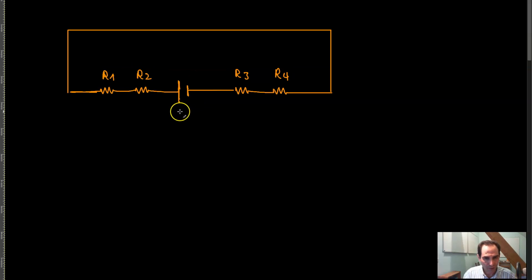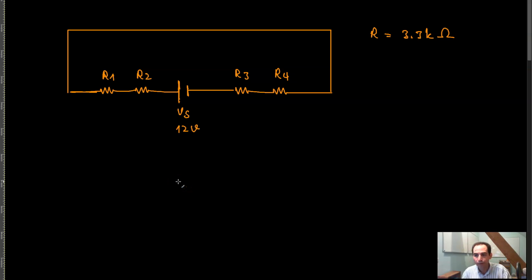Well, the power supply V of S is 12 volts. Each of these resistors is 3.3 kilo ohm.